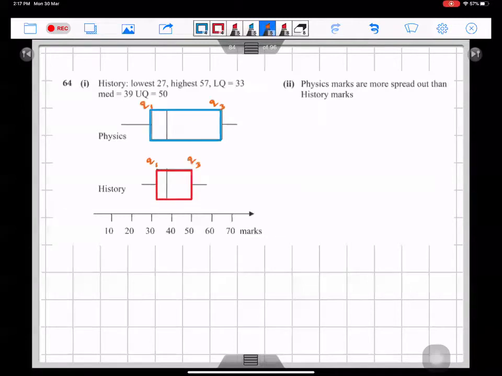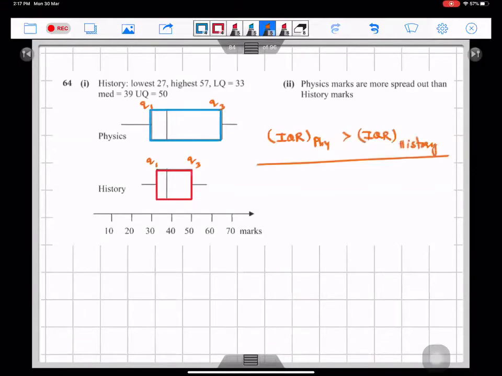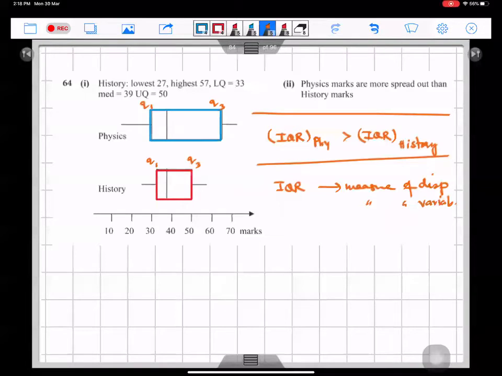Always write whichever is the easiest to explain. So you would say the interquartile range of physics is greater than interquartile range for history. That is the thing that you see, but don't write what exactly you see. Write in the context of this question. Interquartile range is a measure of dispersion, measure of variability of the data. That means you say the spread of marks in the physics subject is more as compared to the spread of marks in the history exam.